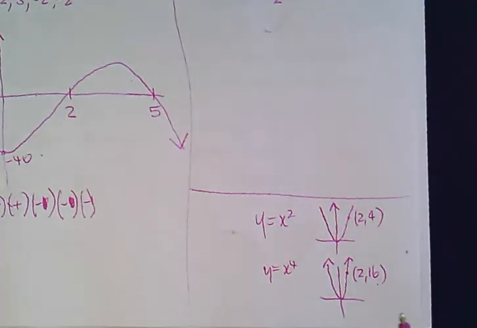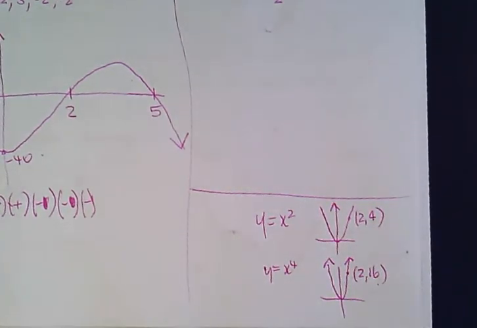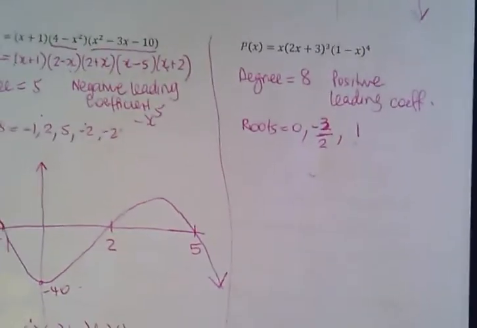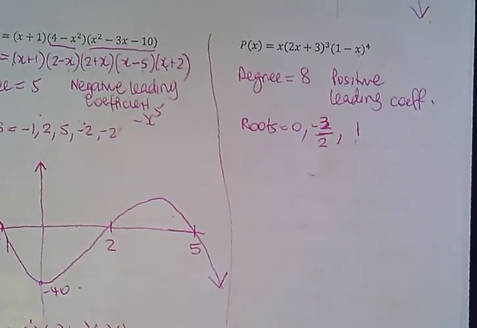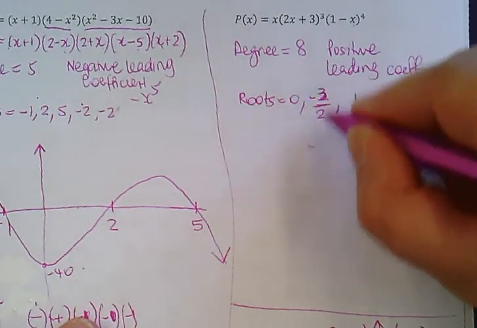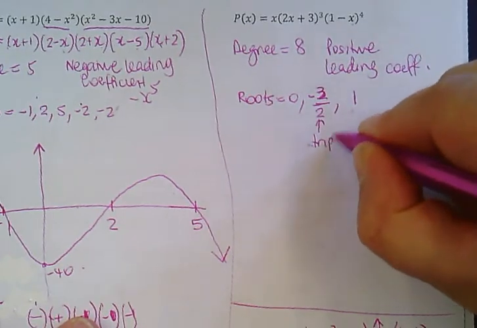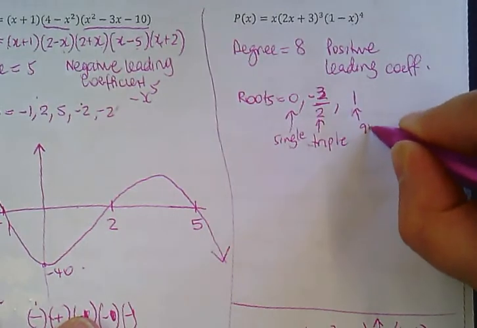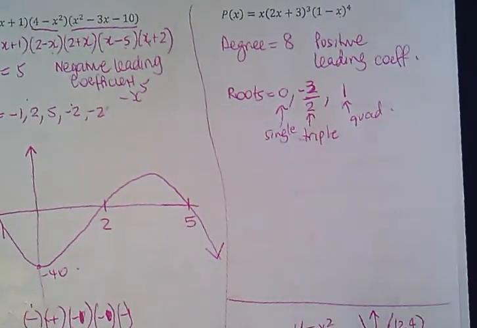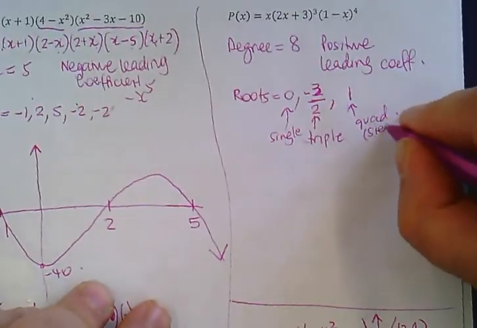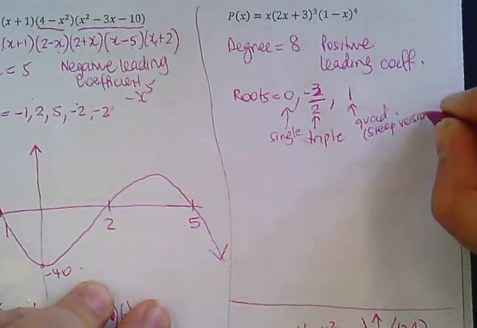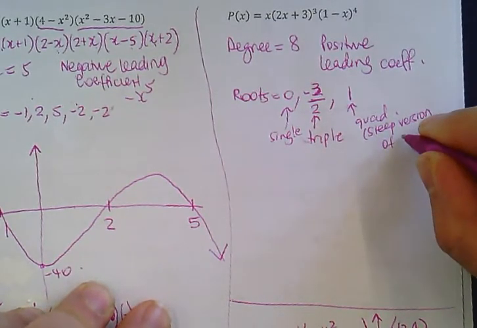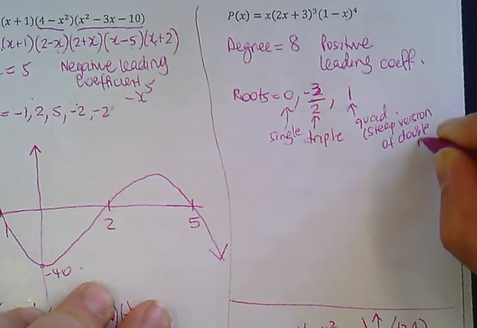So, I haven't shown you a quartic root. All right? What have we got here? A triple root there, a single root here, and this is a quadruple root. Now, a quadruple root is just a very steep version of the double root. That's all. It's just steeper.